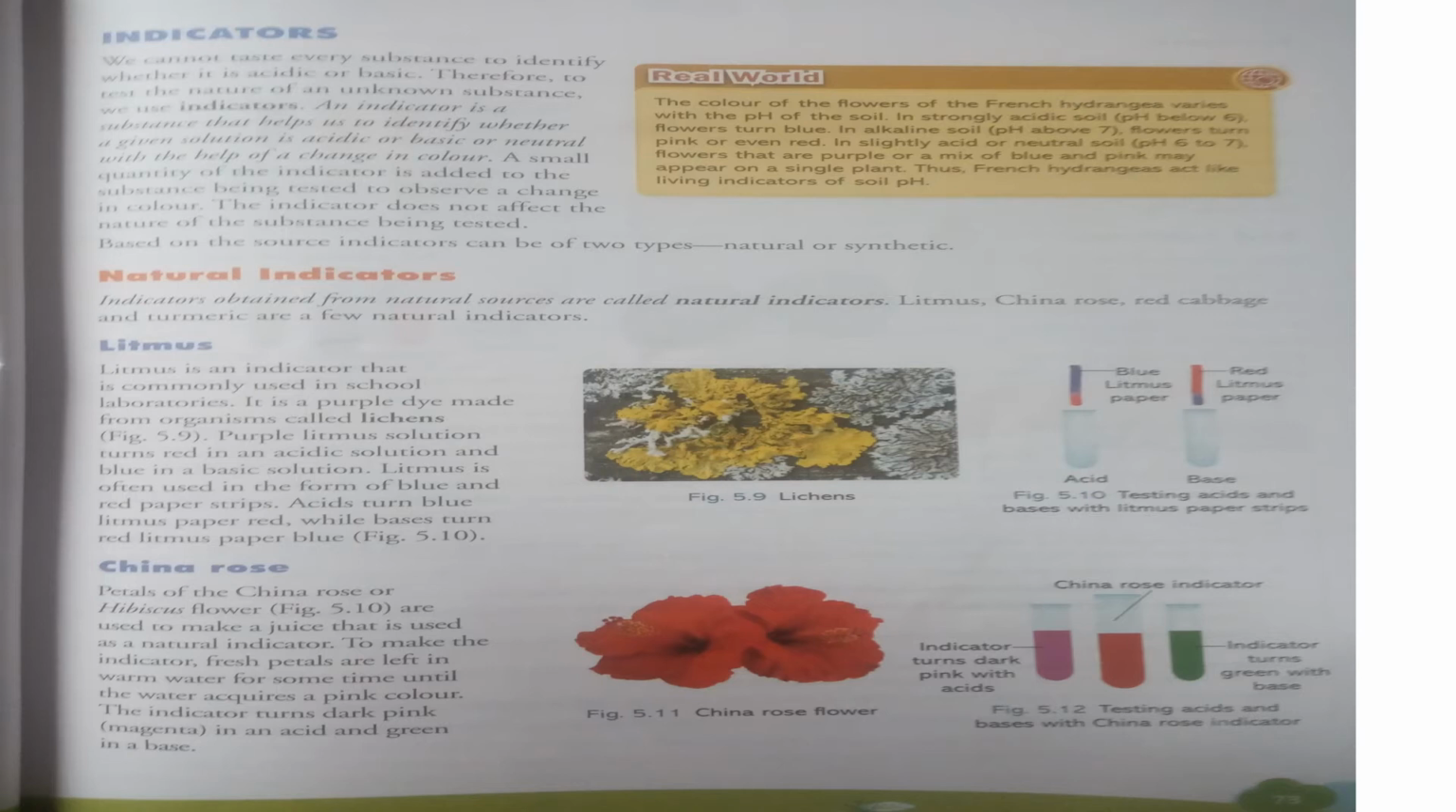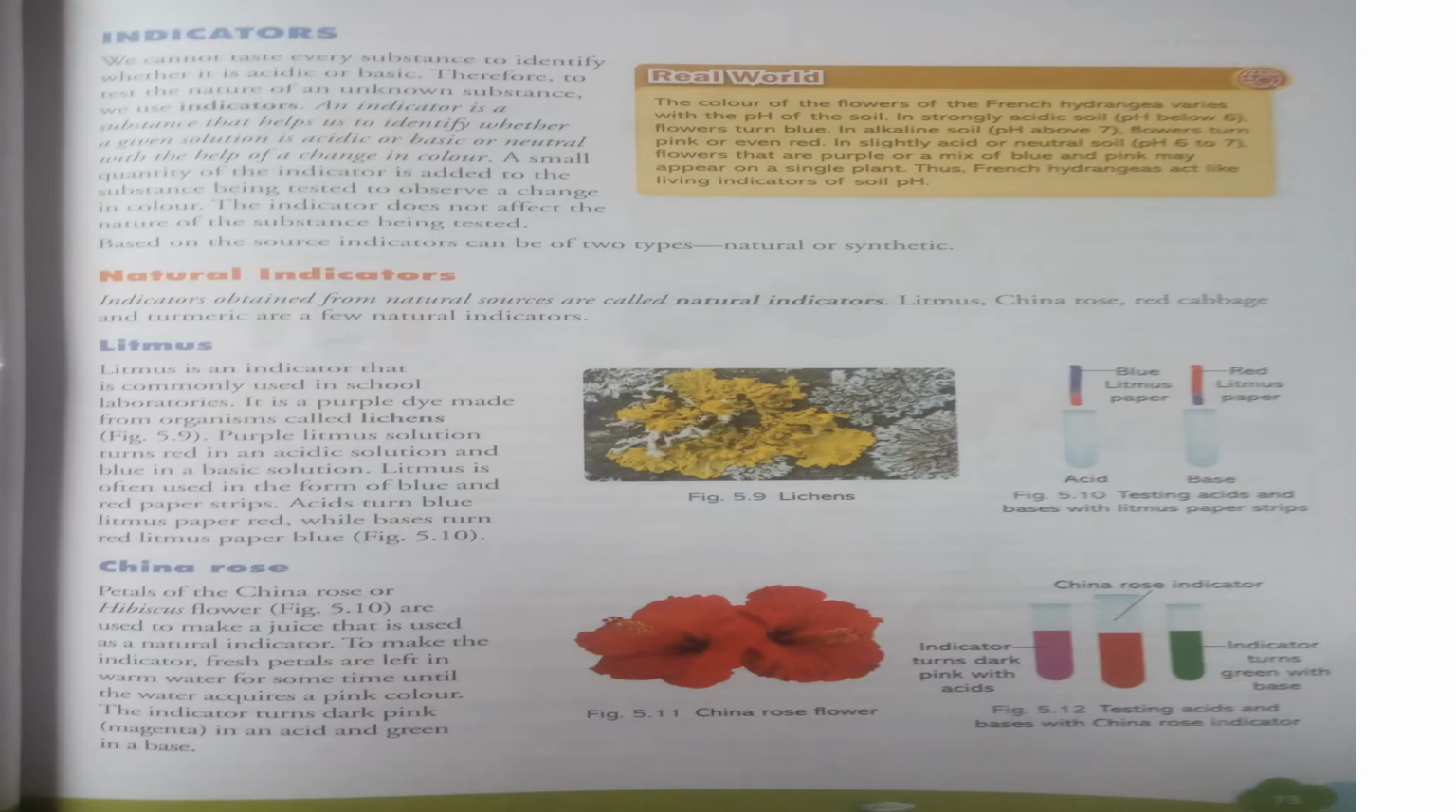A small quantity of the indicator is added to the substance being tested to observe a change in color. The indicator does not affect the nature of the substance being tested.